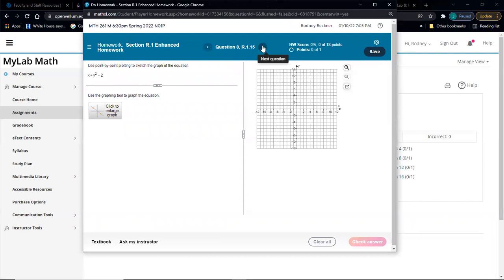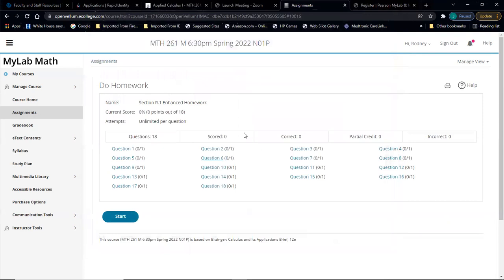Graphing Y equals X squared, whatever that said, minus one or plus one. Point by point sketching, et cetera, et cetera. So again, we're not teaching that. You have to do it on your own.